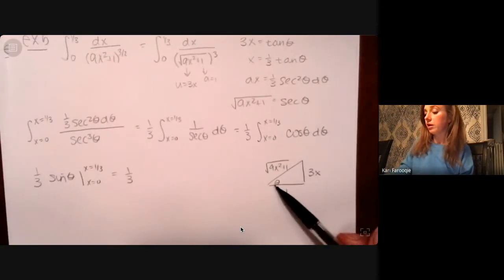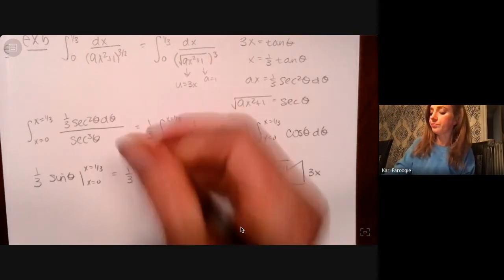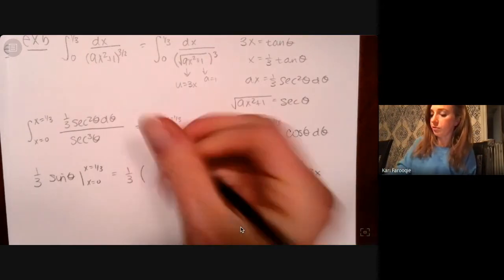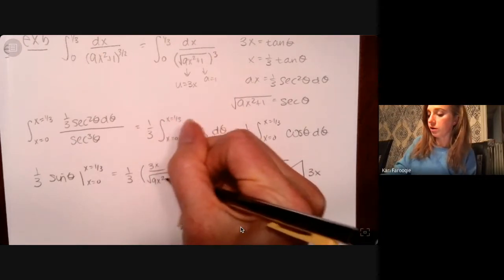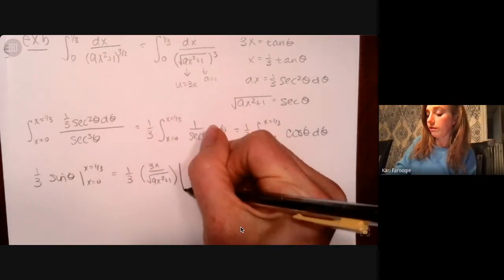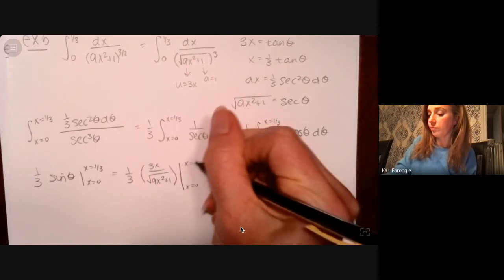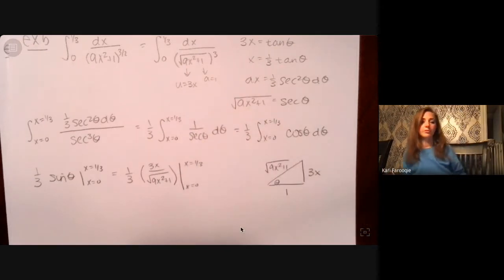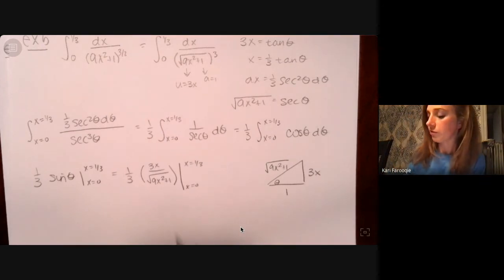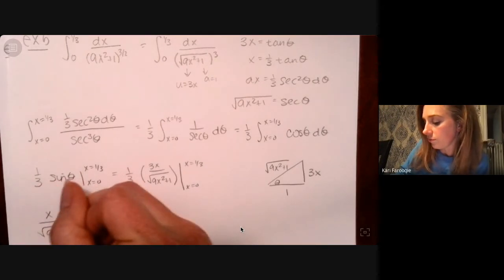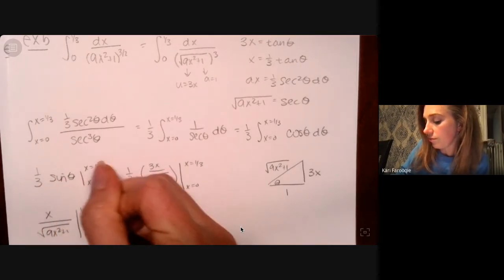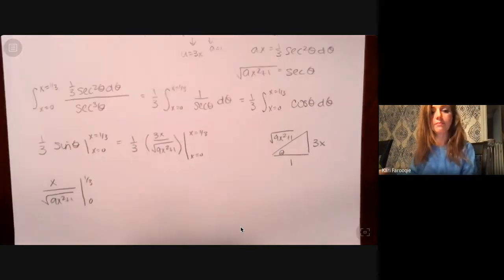So sine theta is the opposite over the hypotenuse. So 3x divided by the square root of 9x squared plus 1. And now that is going from 0 to 1/3. So we're now evaluating this expression for our values of x. So if you want to simplify first, that's fine. Not a whole lot to do here, but we will evaluate this now using the FTC.